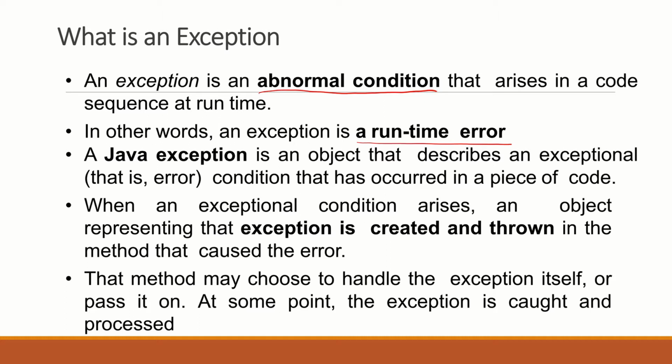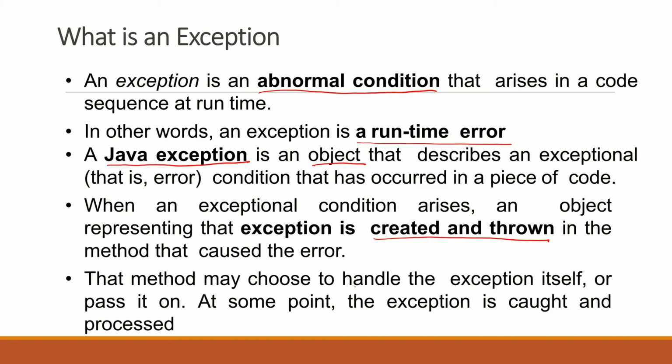So Java is a pure object-oriented language, so each and everything is represented as an object. Here we are going to represent even a Java exception as an object only. So this is an exceptional condition. Whenever an exception occurs in a Java code, an exception object is created and it is thrown out of the method. So what should the programmer do?